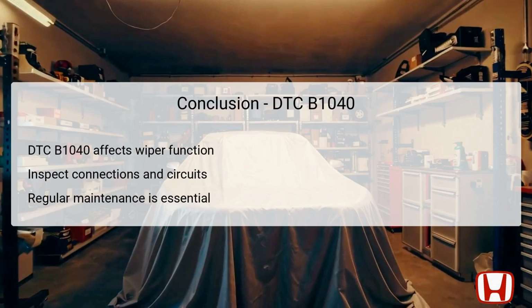In summary, DTC B1040 highlights a critical communication failure between the body control module and the windshield wiper control unit, impacting wiper operation, which is vital for safe vehicle operation. Troubleshooting involves meticulous inspection of electrical circuits and connectors to identify issues that could disrupt communication.